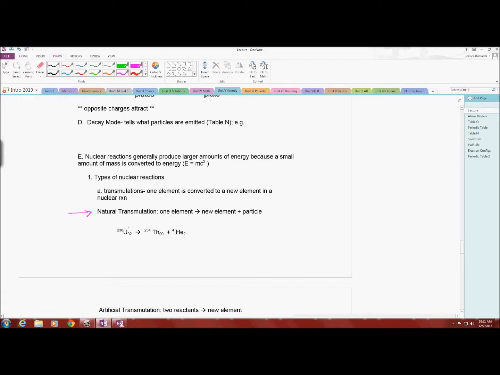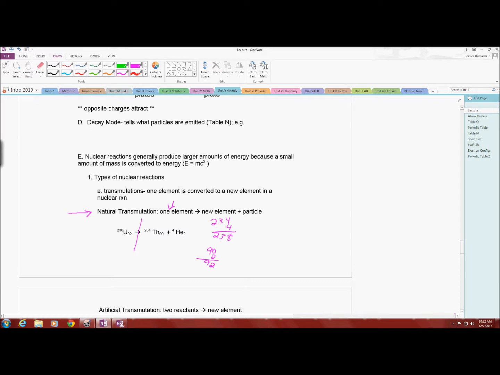So here's an example. Uranium-238 turns into thorium because we have 234 and 4, and 92, 90 plus 2. All of our numbers add up. Uranium turns into thorium-234 by giving off an alpha particle. This is natural transmutation. There is only one reactant. One thing on the left, natural transmutation.